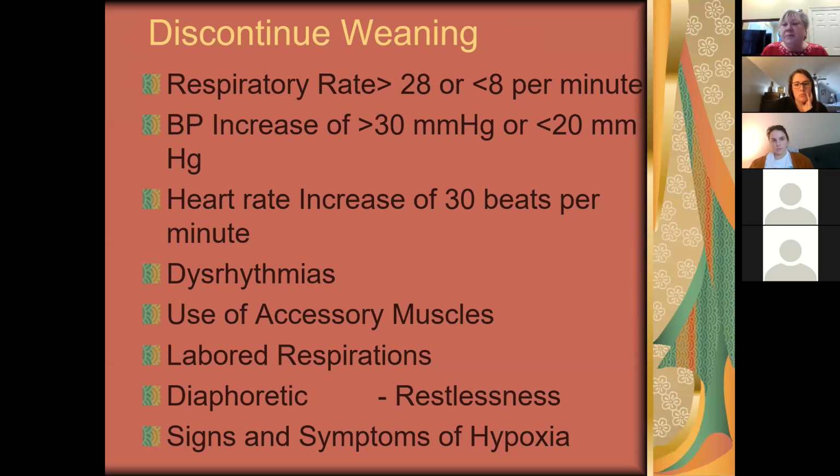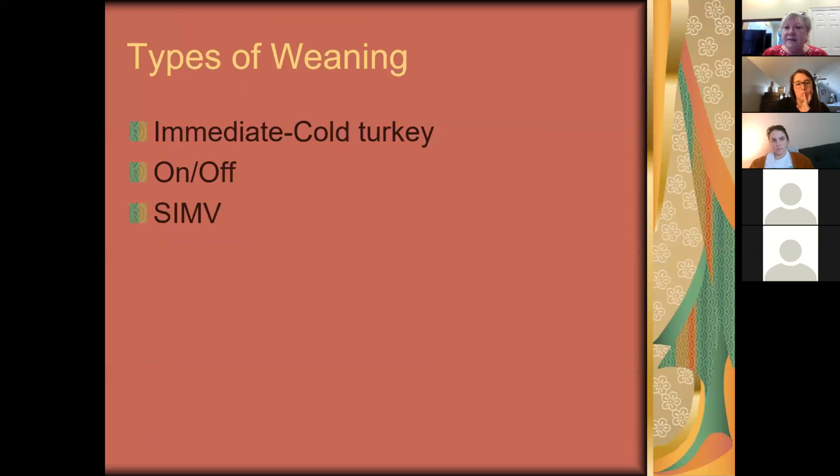They start working too hard to breathe. Stop it. They start becoming hypoxic. Their pulse ox drops. Stop it. They become unstable. Stop it. We'll do it again tomorrow or the next day. Stop it. So what kind of weaning is there?